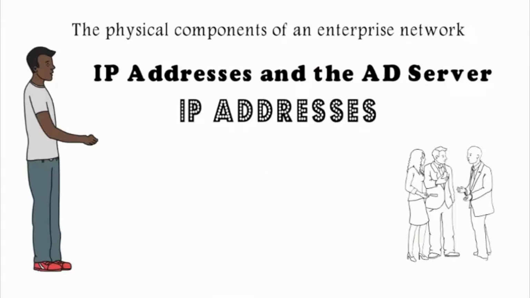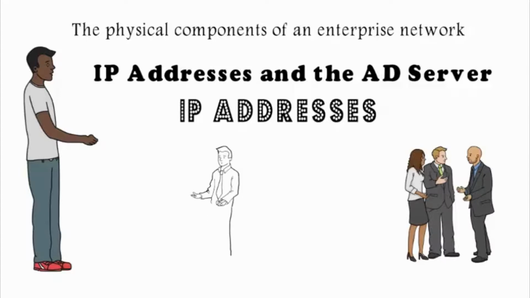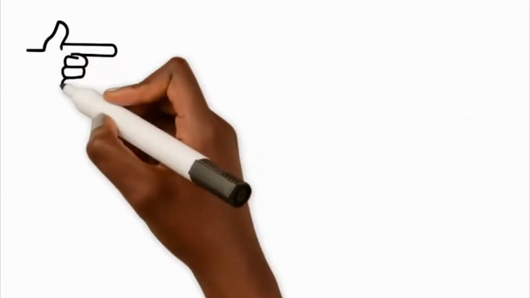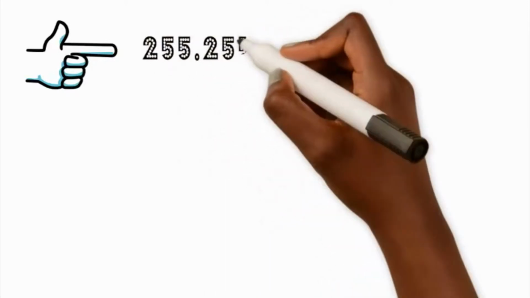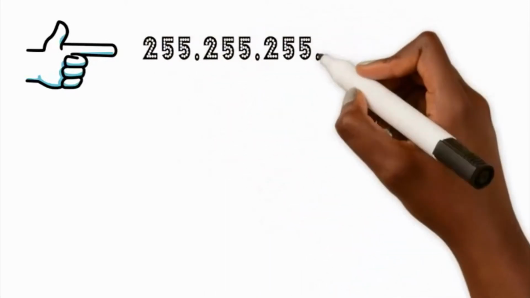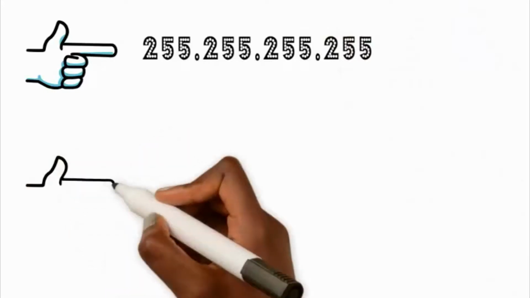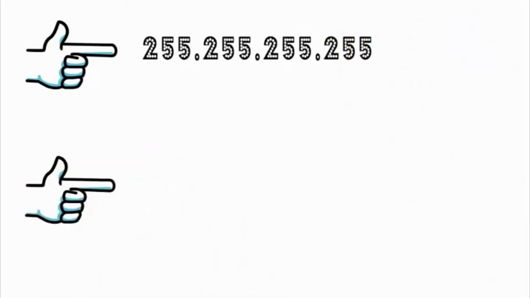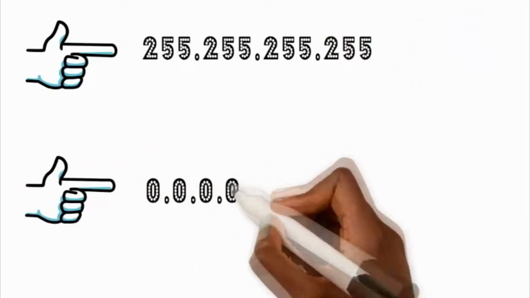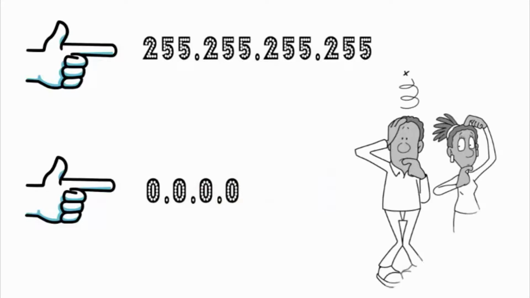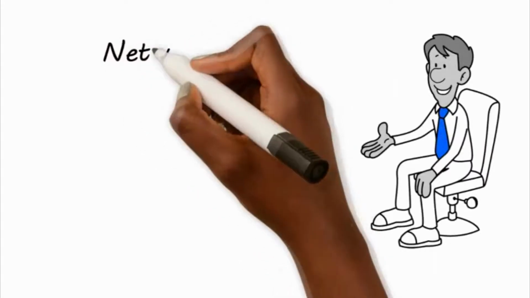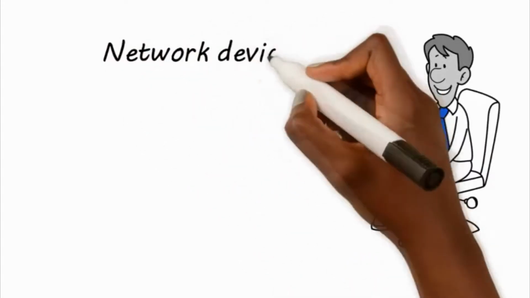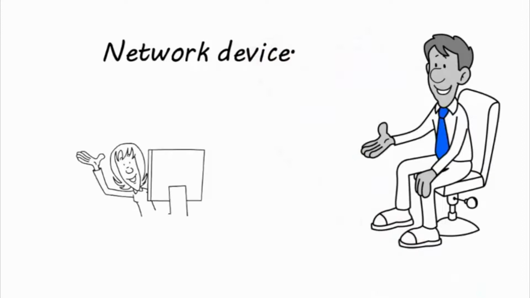Before we talk about servers, I want to first explain the concept of IP addresses. The maximum an IP address can be is 255.255.255.255, and the lowest it can be is 0.0.0.0. So what are IP addresses used for? Well, I'm glad you asked. They're used to identify the location of each of our network devices. It's kind of like how your home address works for mail delivery.